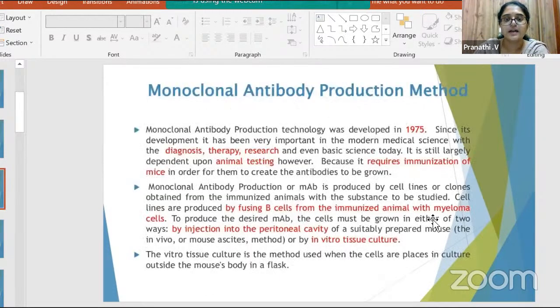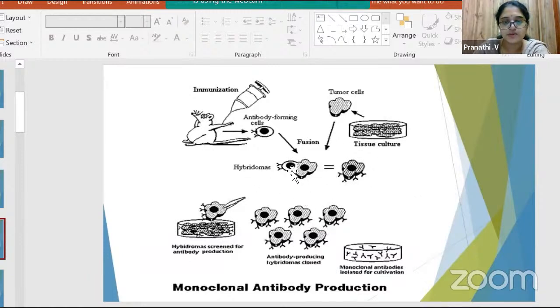It is still largely dependent upon animal testing and requires immunization of the mouse. The first step is immunization of the animal, usually a mouse, with an appropriate antigen. The antigen is given along with an adjuvant. Remember, we studied adjuvants in the last class: an adjuvant enhances the antibody production capacity. Adjuvants are non-specific potentiators of specific immune responses. Injections at multiple sites are given to the mice.